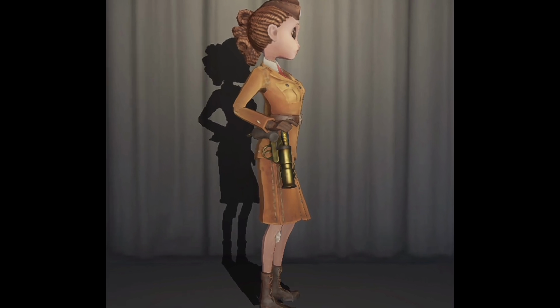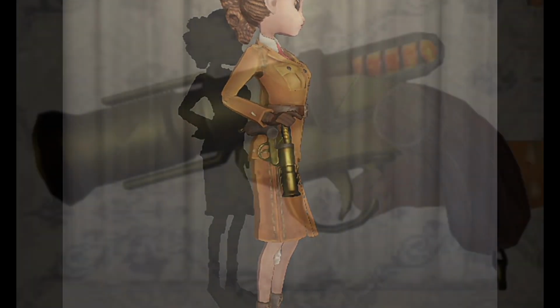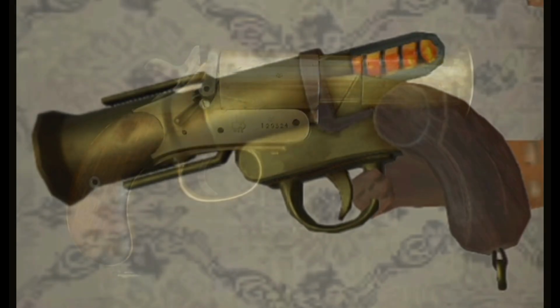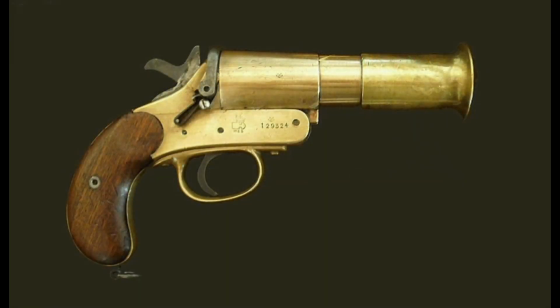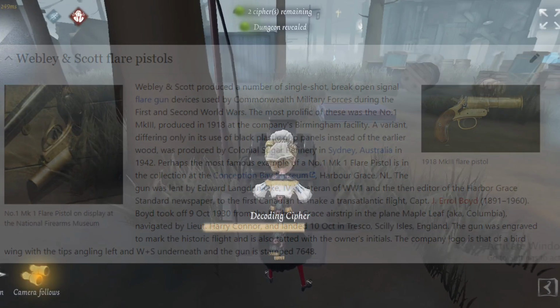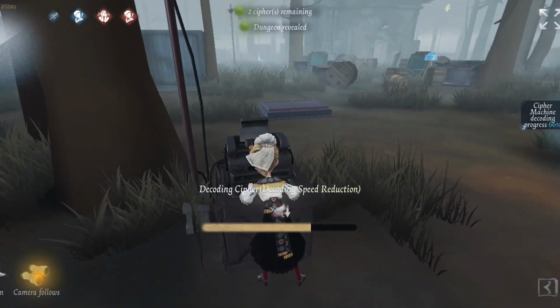Similarly to the previous explanation, Martha's flare gun exhibits some inaccuracy with respect to historical accuracy. Martha's flare gun resembles the Webley and Scott Mark III flare gun, which was widely used in World War I. However, this specific gun was produced by the Webley and Scott Company in 1918, whereas Martha's game is set in 1899.